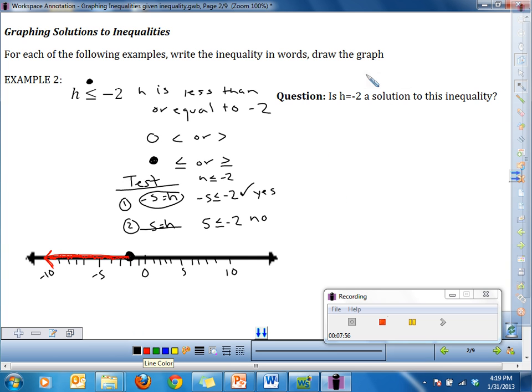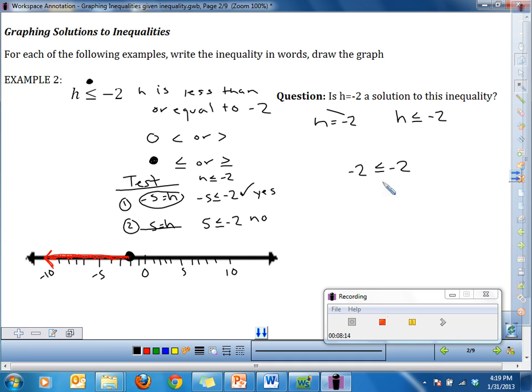Alright, let's go ahead and answer this question. Is h equals -2 a solution? Alright, if h was -2, and I have my inequality that's h is less than or equal to -2, if I replace h with -2, what happens? Well, I notice here that I have that -2 is less than or equal to -2. This is the same number here.